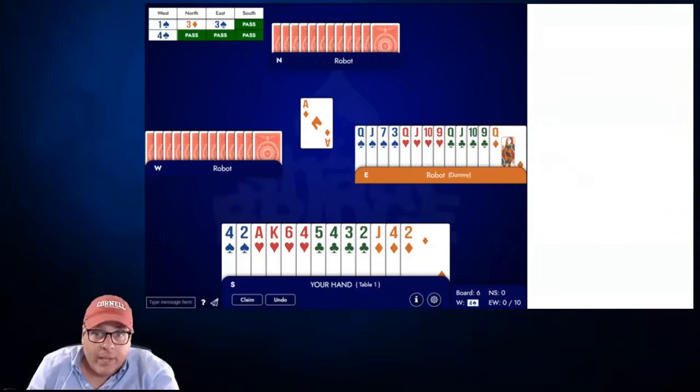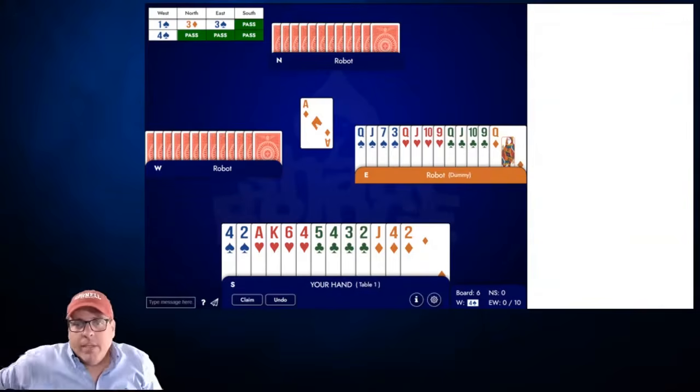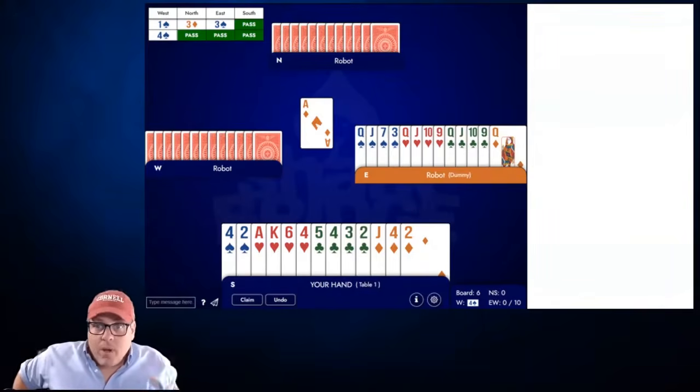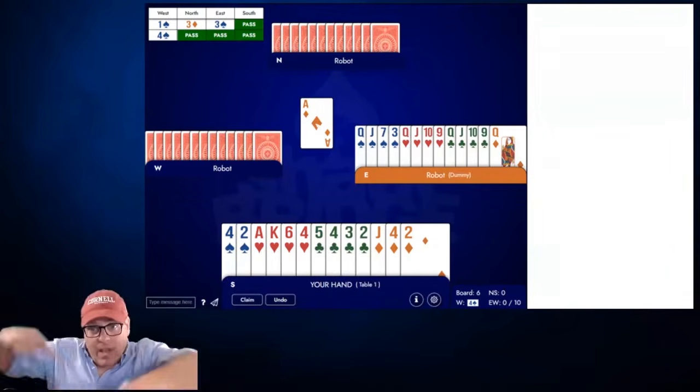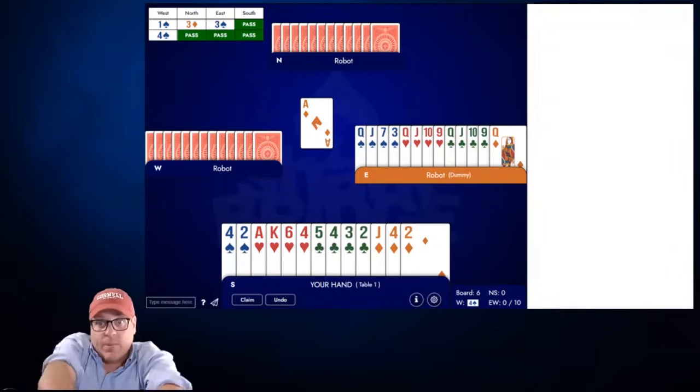And also, is this still an attitude signal? Is it a time where we want to tell partner we like diamonds or we don't like diamonds? And remember, attitude is all suit specific, right? So if we're giving attitude, we're saying I like or don't like this suit that's being played.